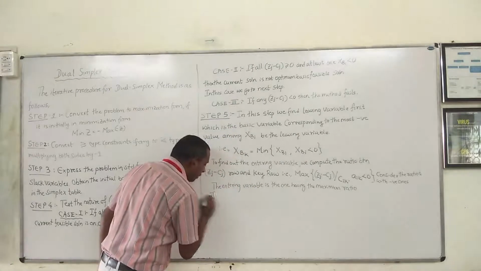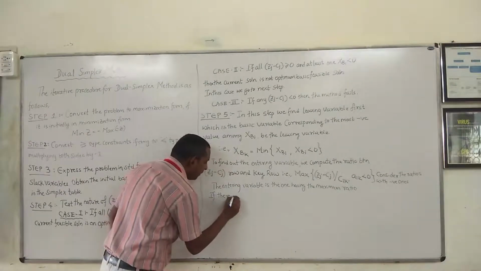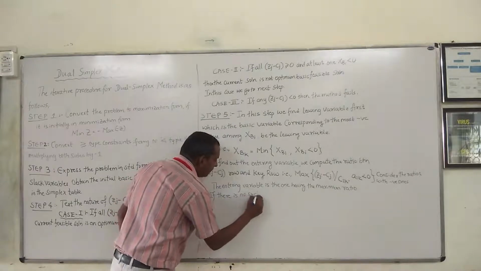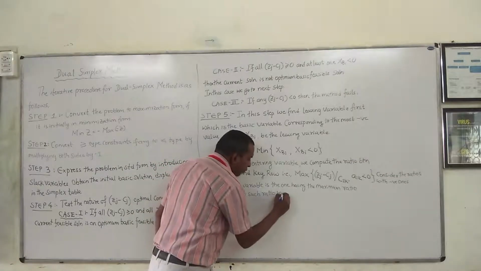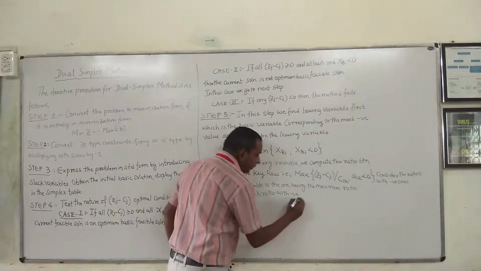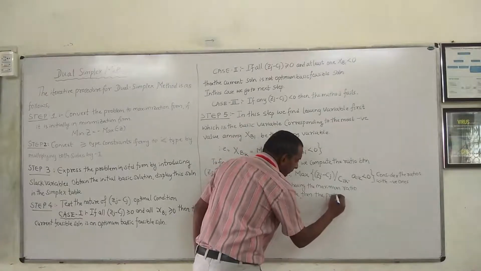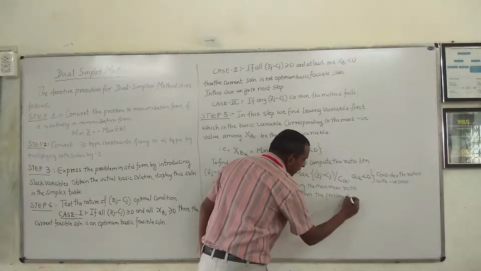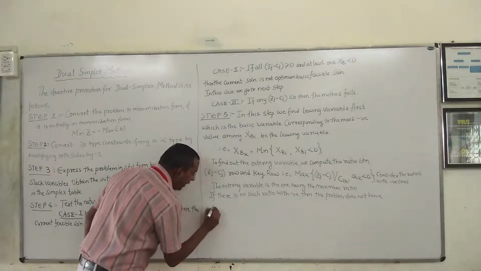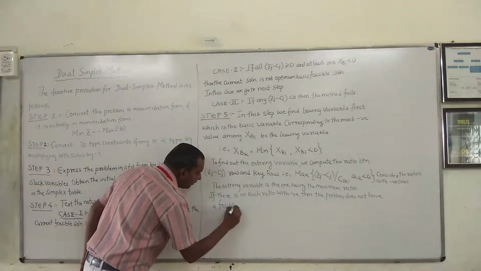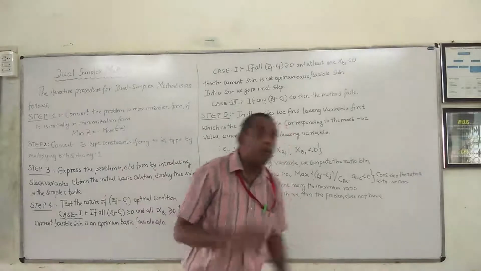If there is no such ratio with negative, then the problem does not have a feasible solution. So let me explain step number 5 in detail.